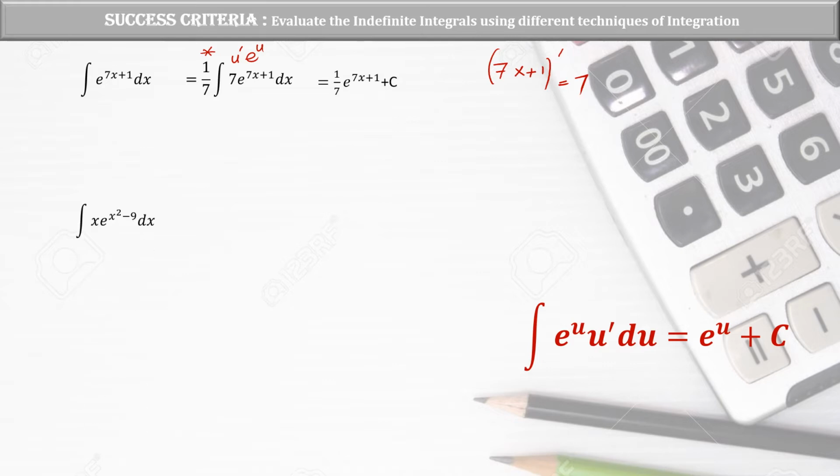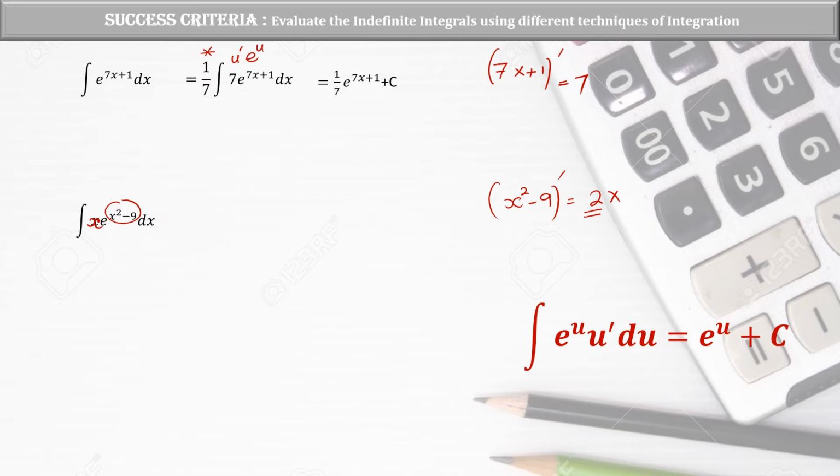Now let's check one more thing. Here focus on the power. So it is x square minus 9. What is the derivative of this function? It is 2x. So you can see here the x is written, only the missing number is 2.